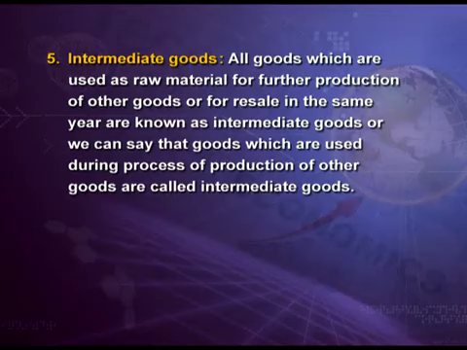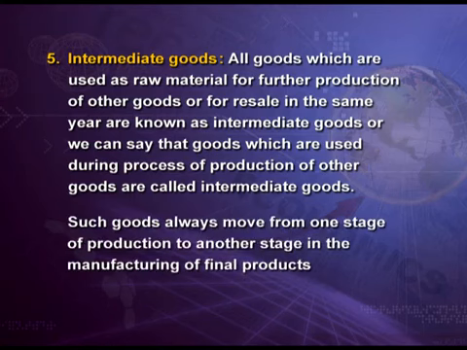The fifth term is intermediate goods. All goods which are used as raw material for further production of other goods or for resale in the same year are known as intermediate goods. Or we can say that goods which are used during the process of production of other goods are called intermediate goods. Such goods always move from one stage of production to another stage in the manufacturing of final products.